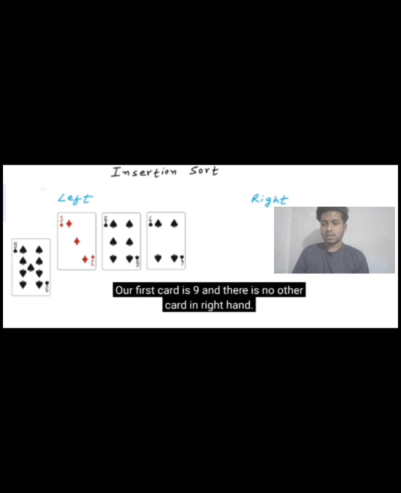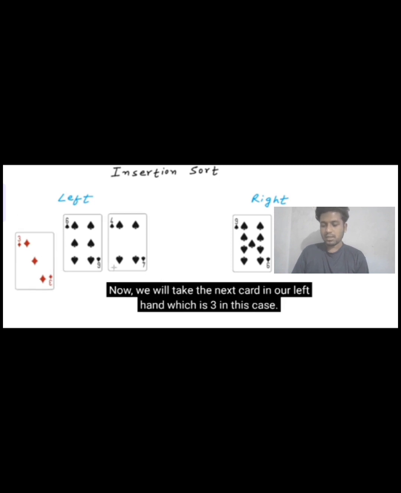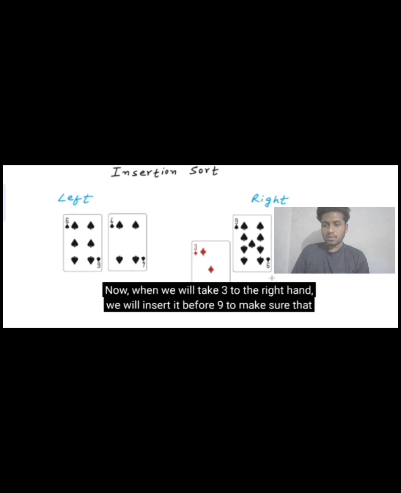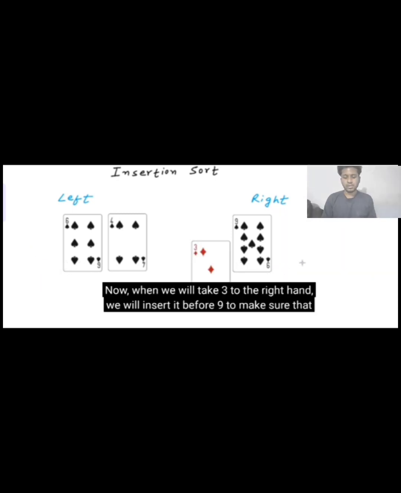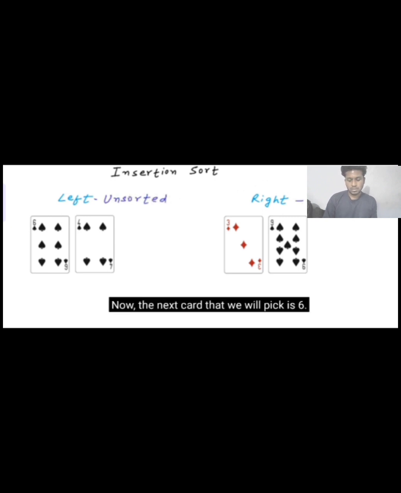Our first card is 9. There is no other card in the right hand, so 9 will simply go into the right hand. Now we will take the next card in our hand, which is 3 in this case. Now when we take 3 to the right hand, we will insert it before 9 to make sure that the cards are sorted. At any stage during this whole process, the left hand will be unsorted and the right hand will be sorted.